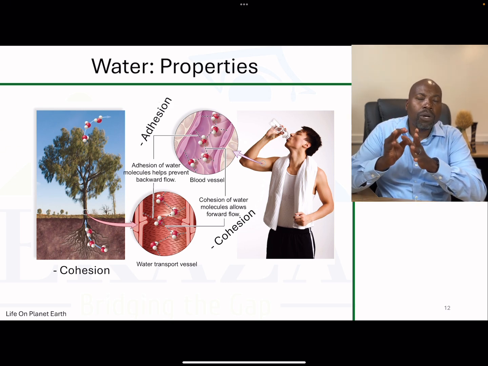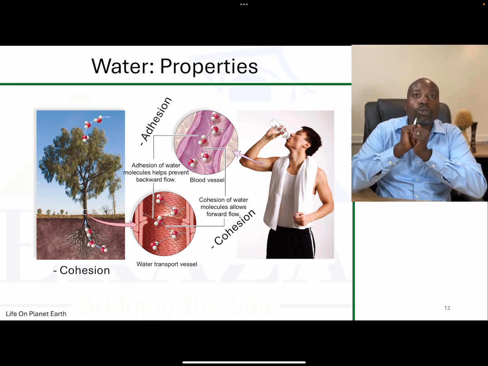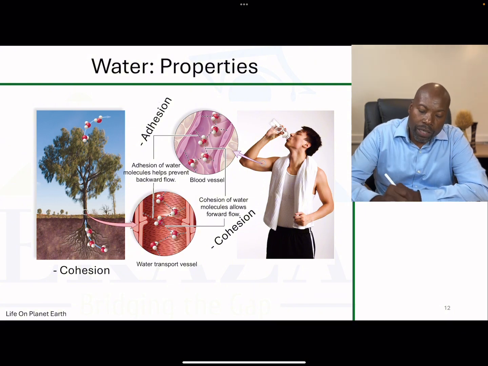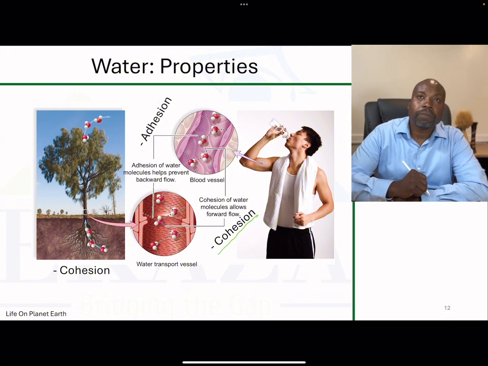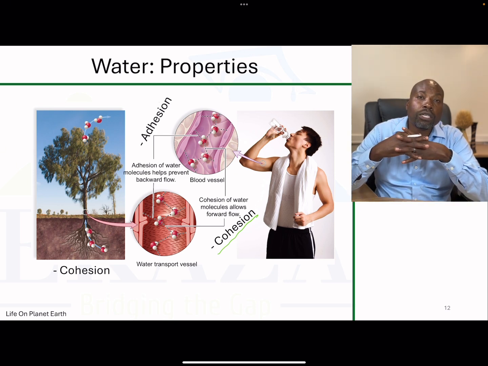So now, when we consider water in living systems, I already told you that regardless of the living system, water molecules cling together, right? Between molecules of water, you have a property that we call cohesion. That cohesion is what allows molecules of water to come together.